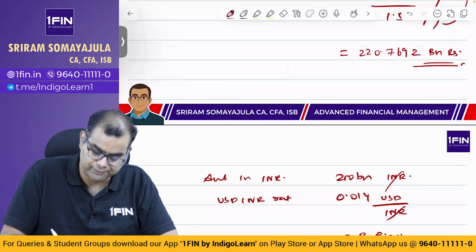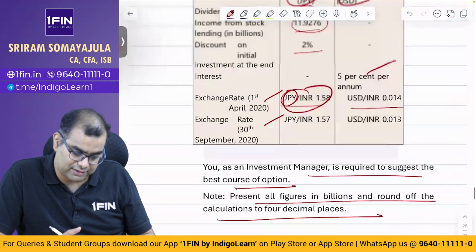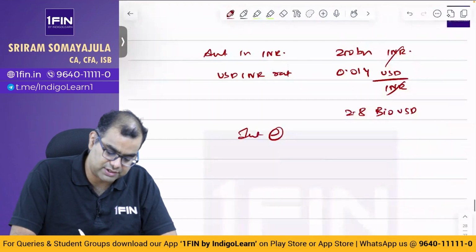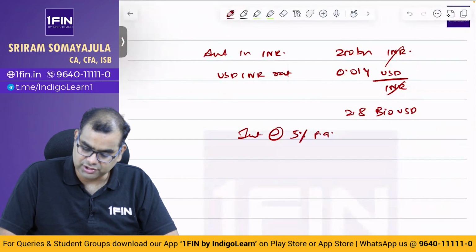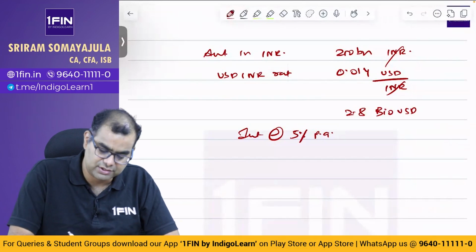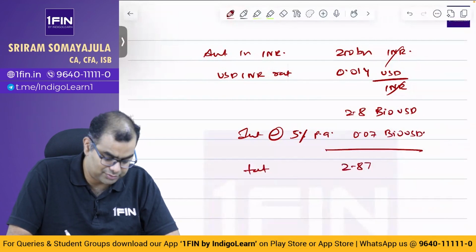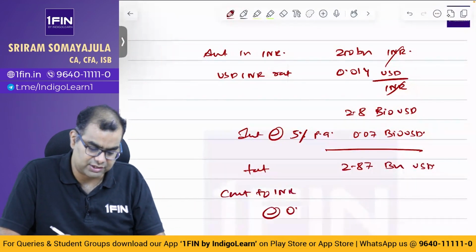Interest at the rate of 5%. Please note, it is per annum, whereas you invested for 6 months only, at the rate of 5% per annum. So into 0.025, that is 2.5%. So you get 0.07 billion USD as interest. So total 2.87 billion USD. Convert to INR at 0.013. That's what they said, right?